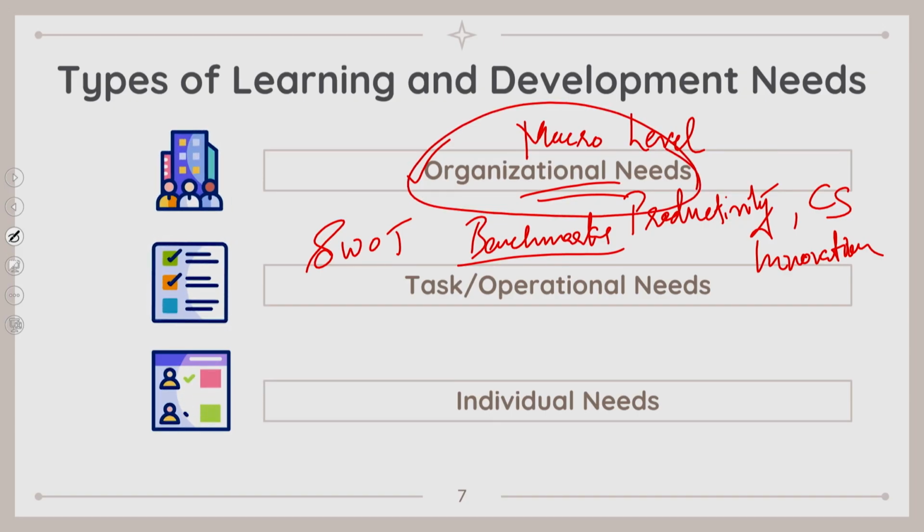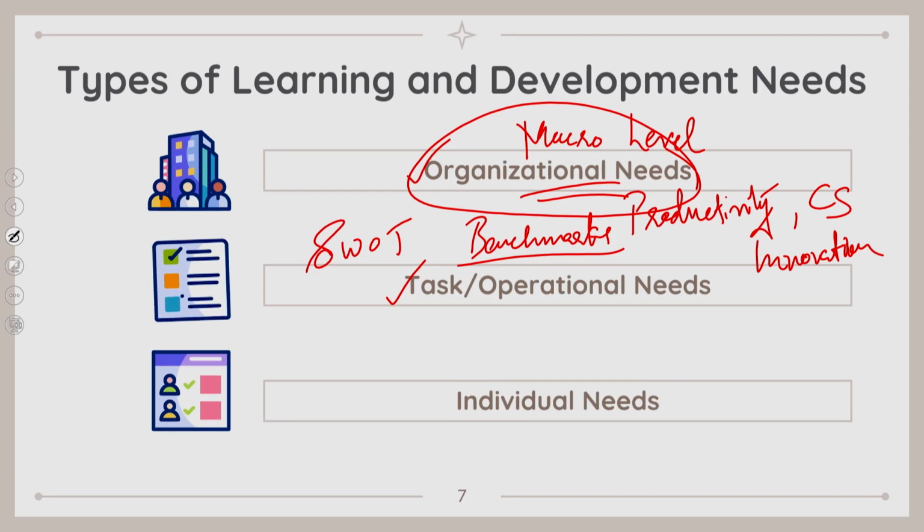Now, let us come to the second aspect, which is task or operational needs. When you look into task or operational needs, these needs pertain to the specific skills and competencies required to perform a particular job or function. So, they are often tied to operational efficiencies or the quality of work. An example could be a customer service representative who may require training in conflict resolution techniques to handle difficult clients, or IT professionals who may need certification in cyber security to protect sensitive data.